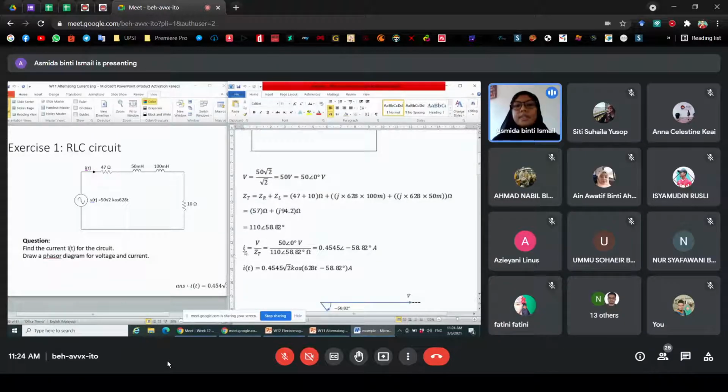Okay, after that you find the value for the I is equal to V divided by total impedance. So the value for V here is 50, and the value for the total impedance here is 110 angle 58.82 degrees. Okay, so here is the value for the I or current, and then you need to find the value for the IT. So it means that you need to show the value for the I in time domain. So IT is equal to 0.4545 multiplied by the square root 2, cos, you write down again the value for the omega, and this is the value for the degrees.